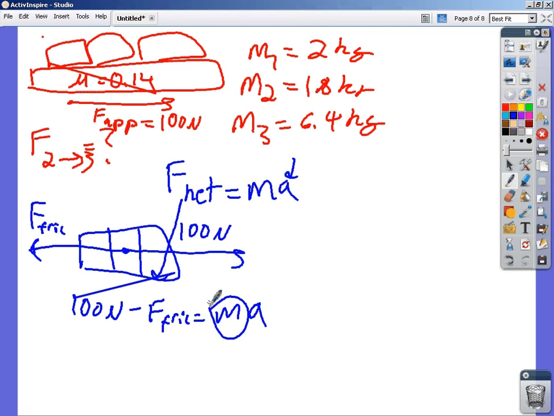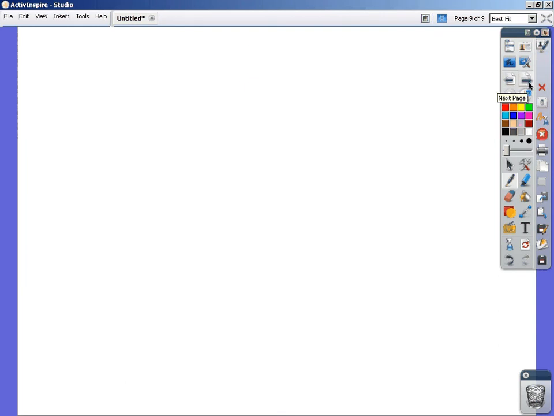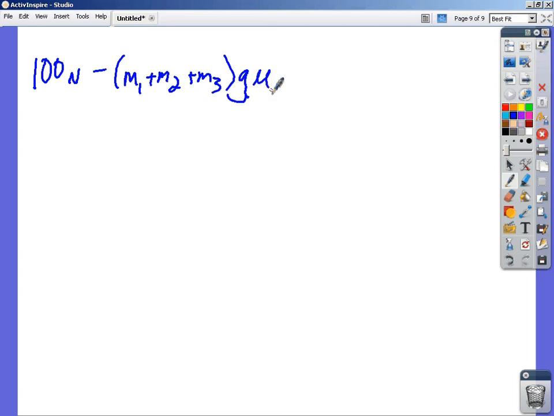Okay, so plugging in what we know, we have 100 newtons minus the frictional force. Remember, it's a percentage of the weight, so mg mu. But since we are combining all the masses, it's going to be M1 plus M2 plus M3, times g, not q, g mu. That's the left side: applied force minus our frictional force. On the right side, the only thing we need to do is M1 plus M2 plus M3 times A, just combining all the masses together.